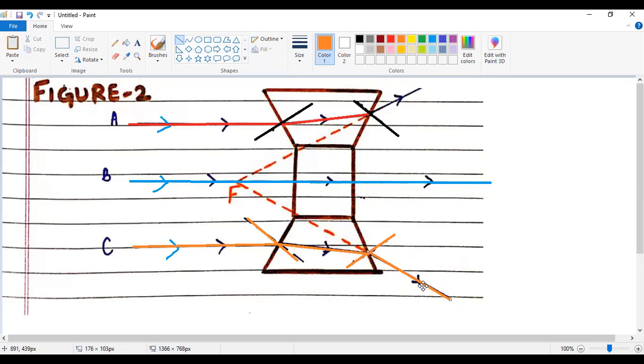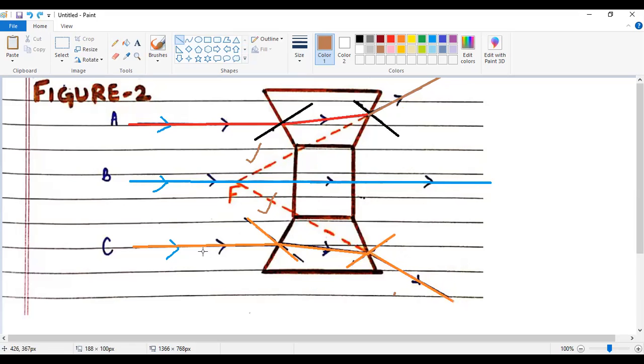Now this emergent ray has to be produced backward in the same manner, and you will see that there is a point F where your first ray was also intersecting. So the ray A and ray C after refraction are going away from the lens, while if we produce them backward, it seems they are meeting at one point, and that point is known as focus.